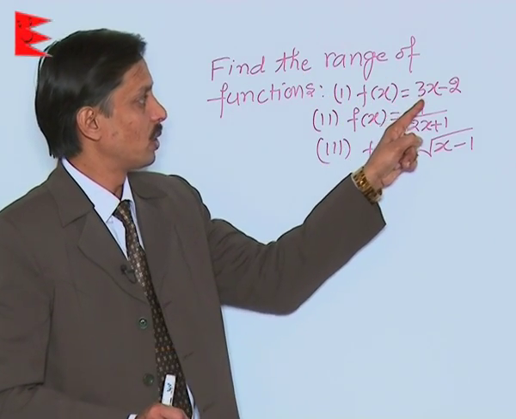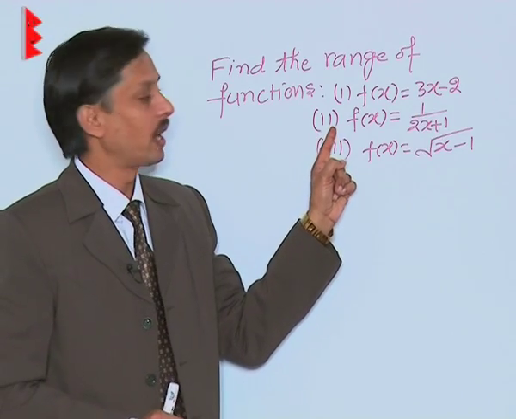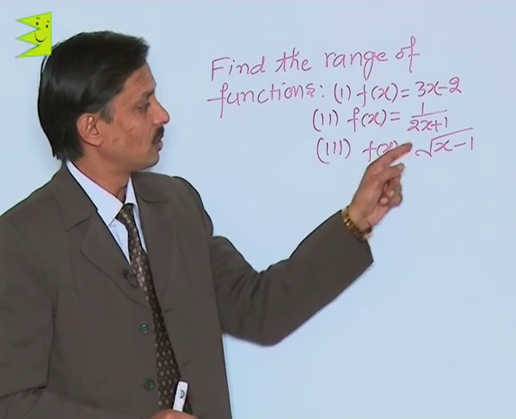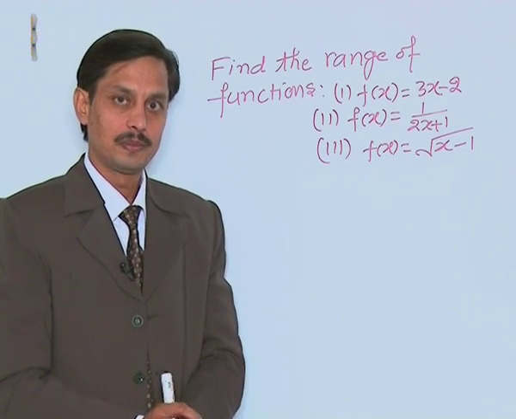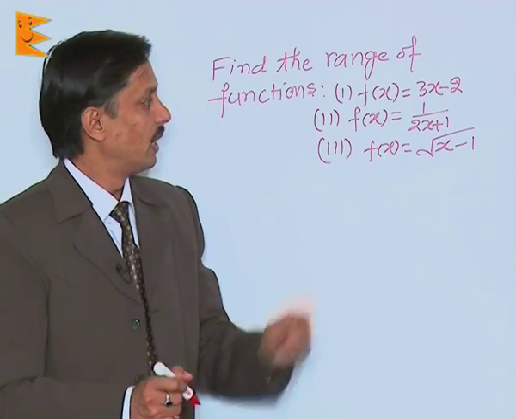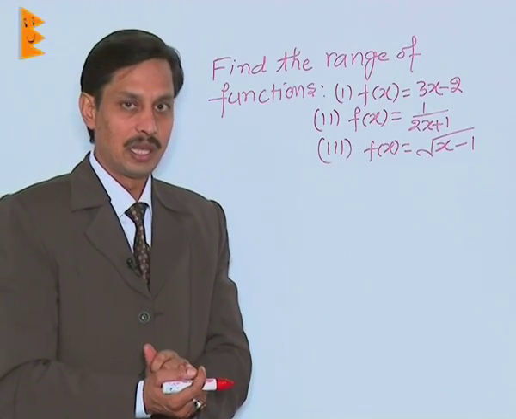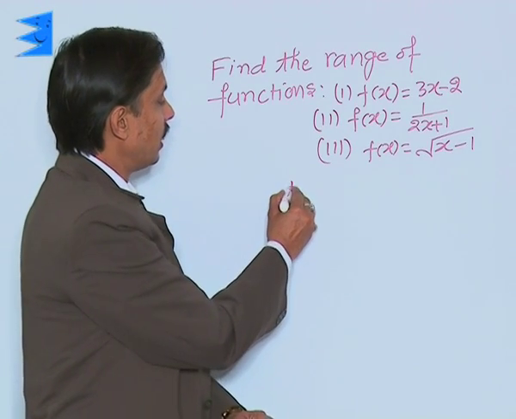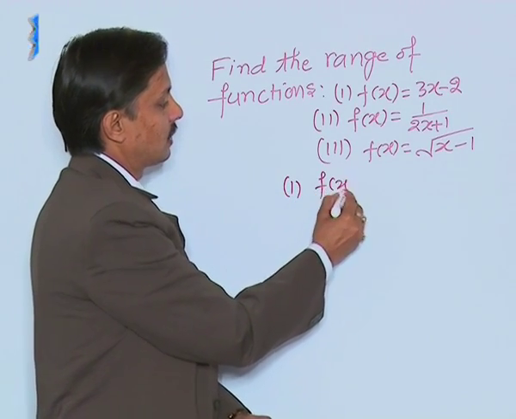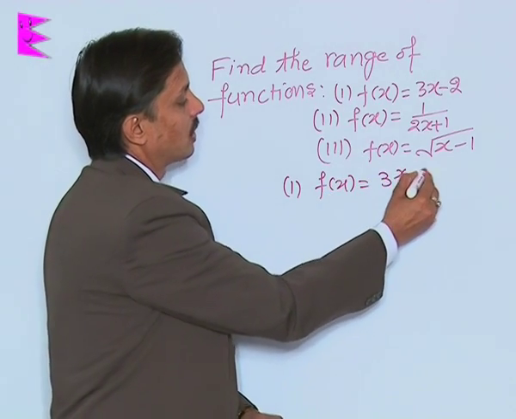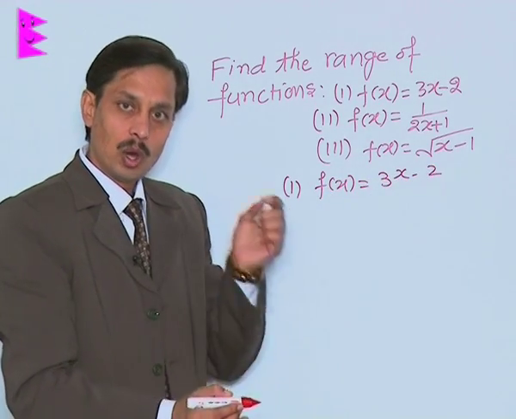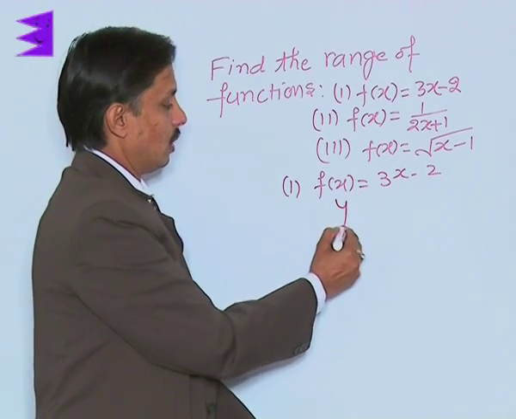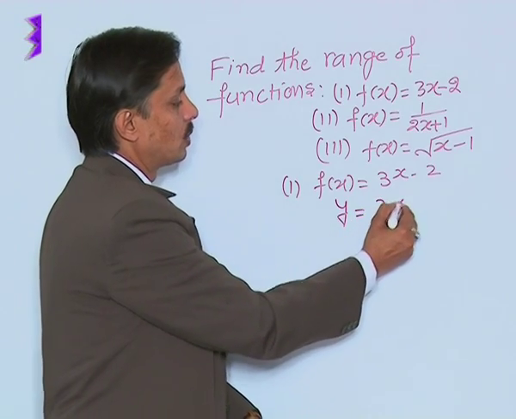First is f(x) equals 3x minus 2. Second is f(x) equals 1 upon 2x plus 1. And third is f(x) equals root of x minus 1. If I discuss the method of finding the range of the first question, I am taking here that f(x) equals 3x minus 2. We always replace f(x) by the symbol y. So I can say the question is y equals 3x minus 2.